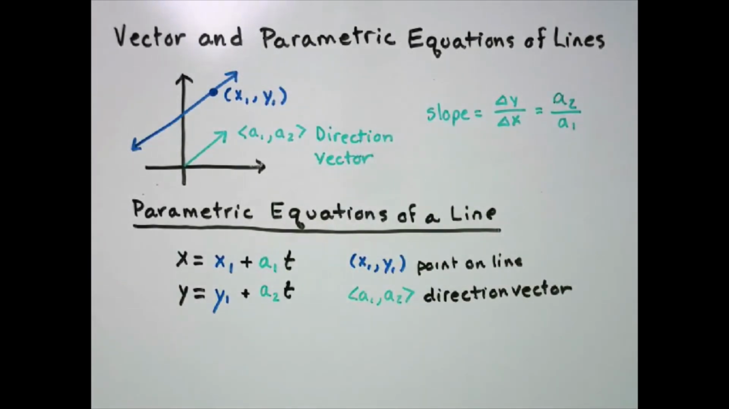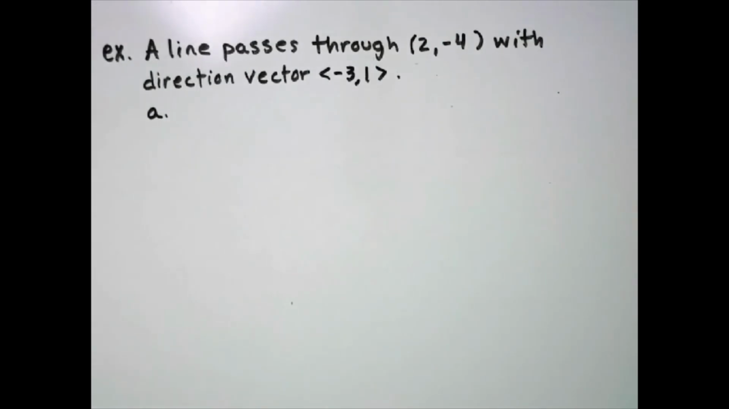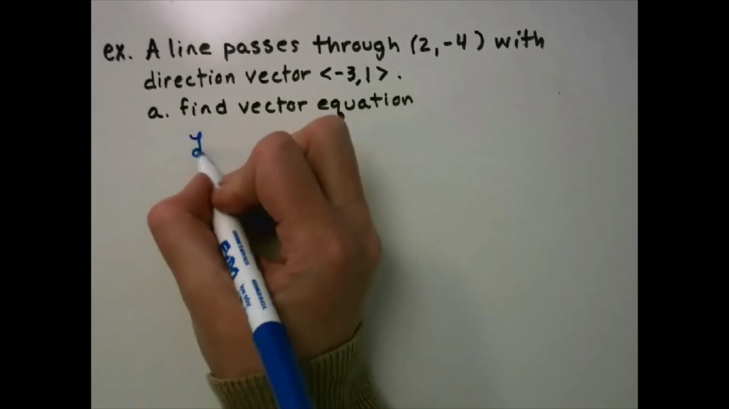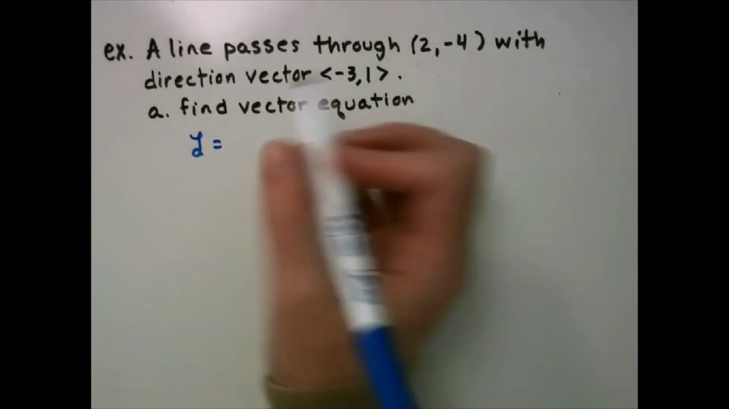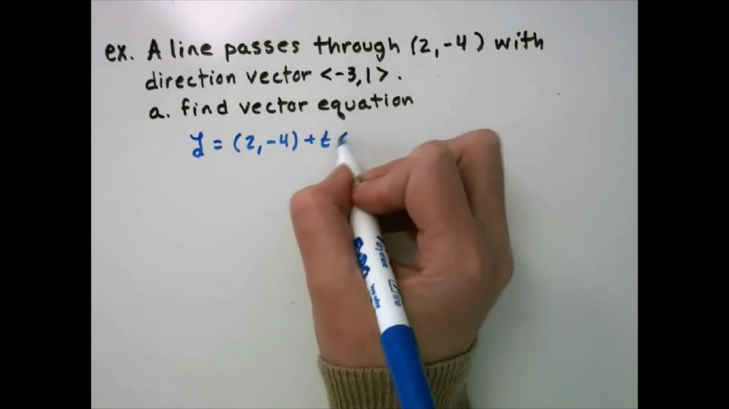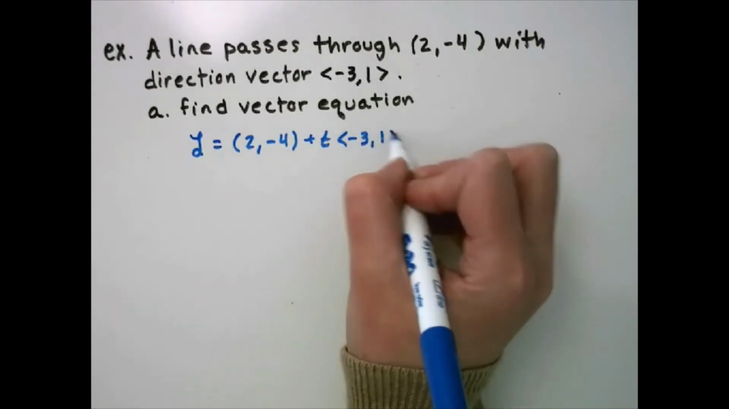So let's look at an example. So we have a line that passes through the point 2, -4 with a direction vector of -3, 1. So we're going to do three things with this. First, we're going to find a vector equation. So we're simply just going to plug the given information in. So my vector equation is going to be the point plus t times the vector.